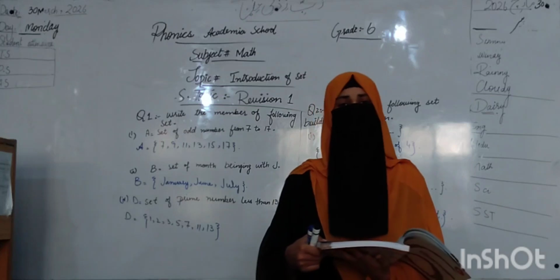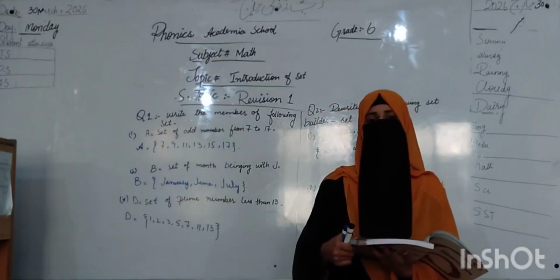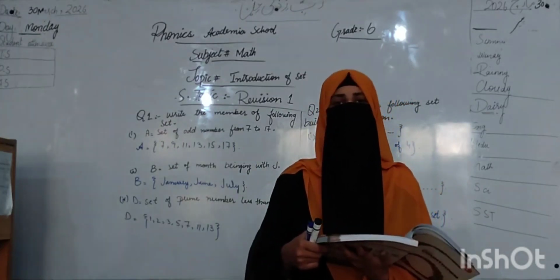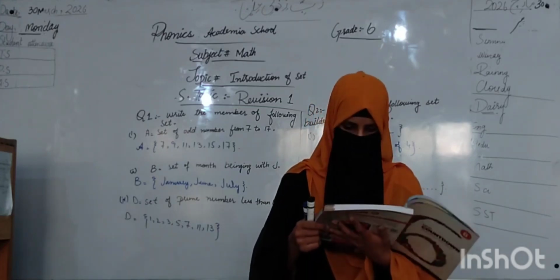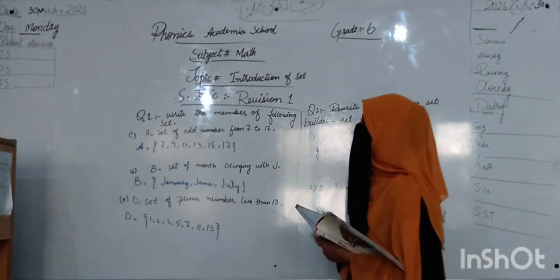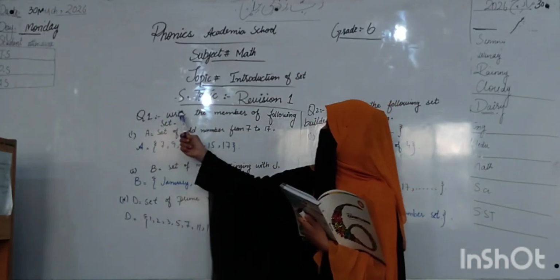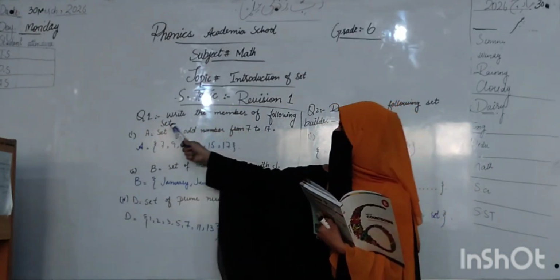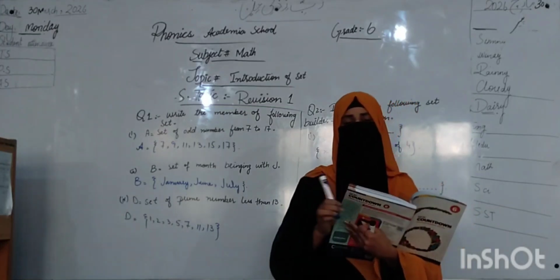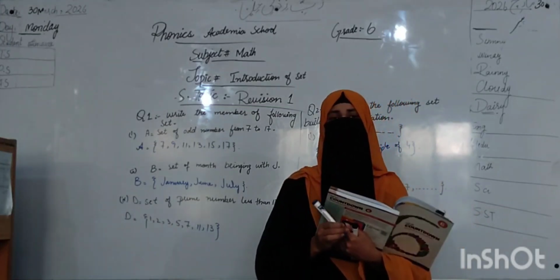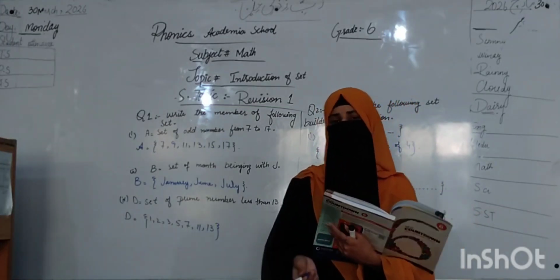builder form. Students, in a previous lecture you were also taught how to write the members of a set, and now how to write set builder notation. According to question number 1, it says: write the members of the following set. The set is given in a statement, and they said to write its elements, its members.